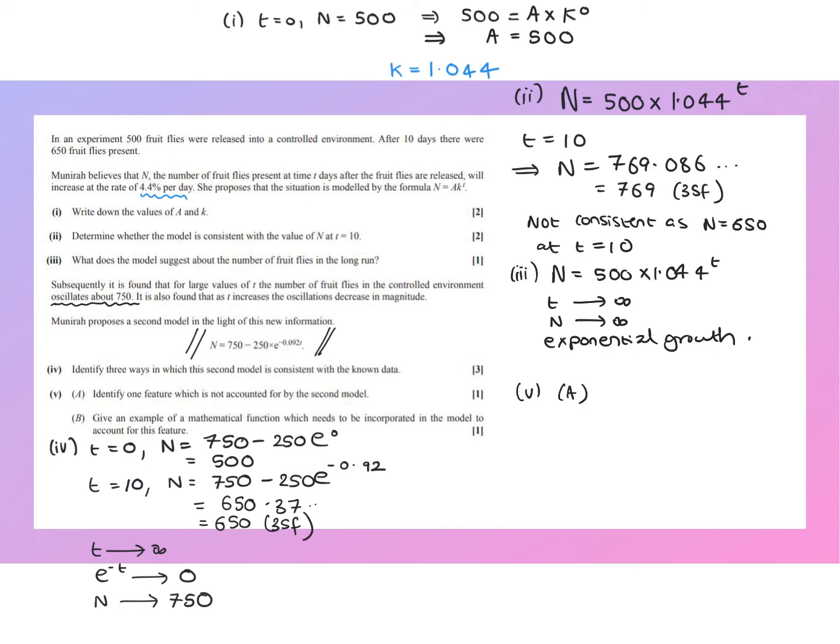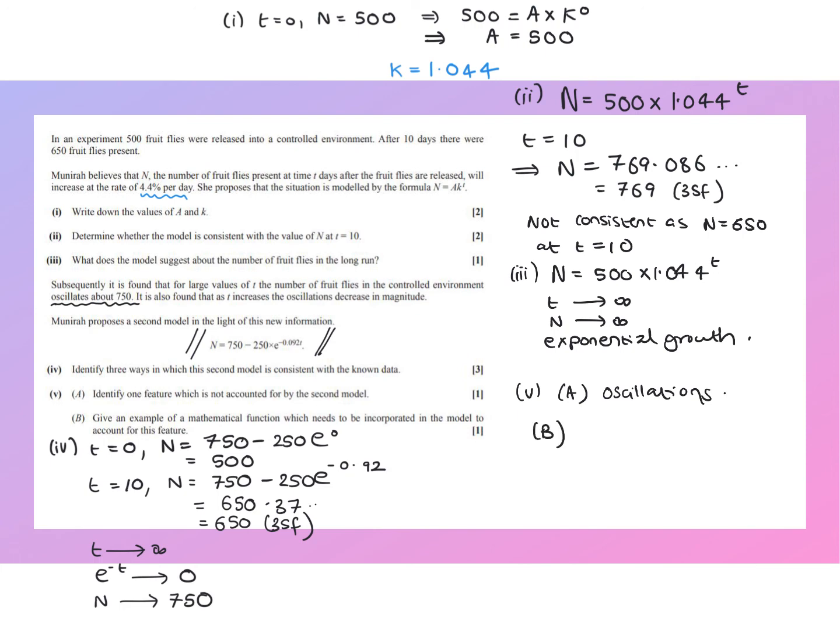Now, part 5 A, identify one feature which is not accounted for by the second model. The model is supposed to demonstrate oscillation. We know that the number of fruit flies oscillates around 750, which means it might be a little bit above, might be a little bit below, but ultimately it's approaching 750. So the oscillations are not accounted for.